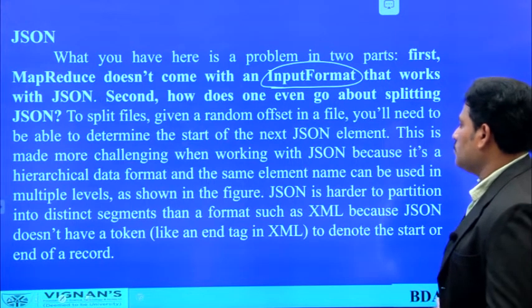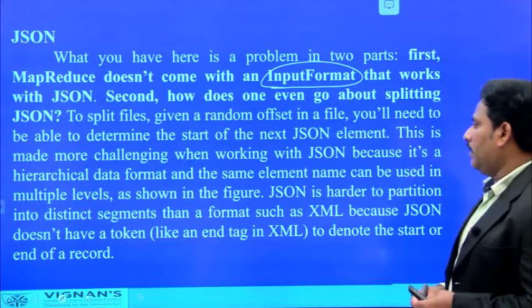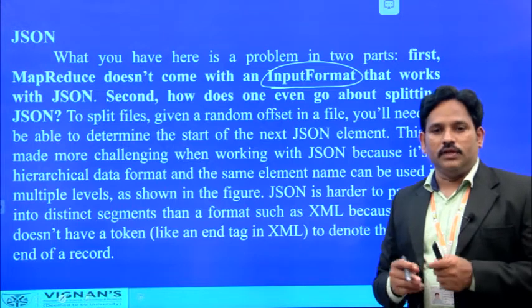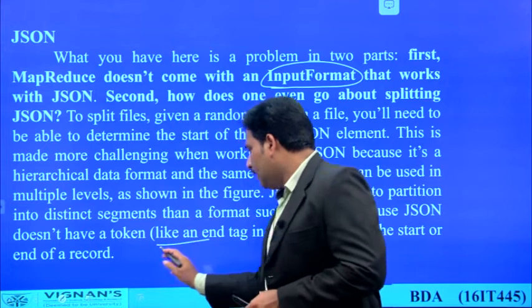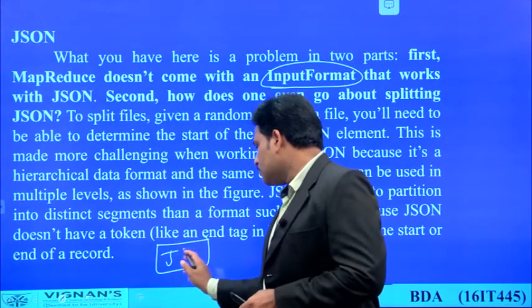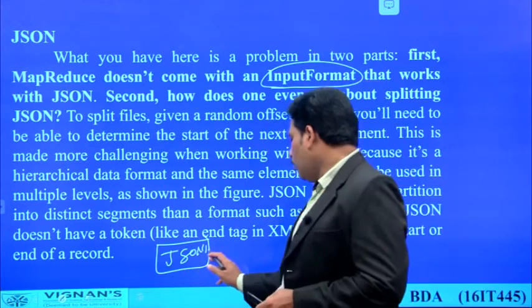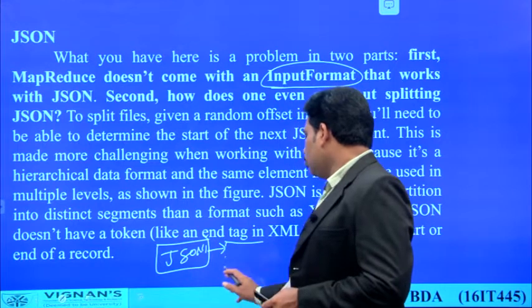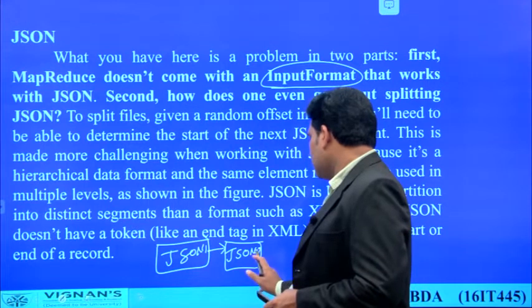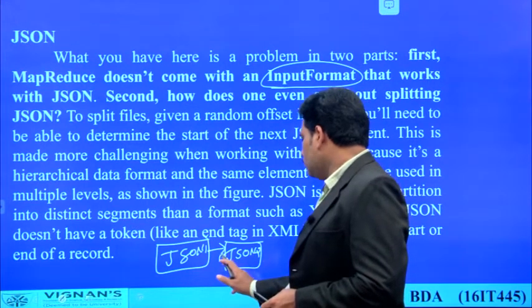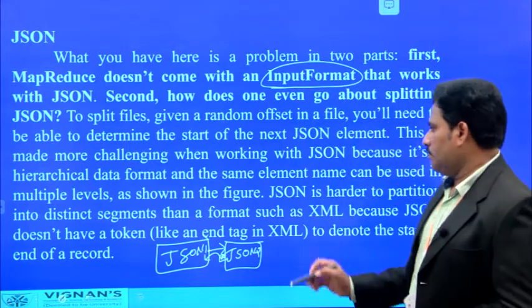Now, to split the files by providing random offset numbers, we will need to be able to maintain the starting of each and every JSON file. That means when we are splitting the data into multiple JSON files, let us take this as JSON file 1, which is used for the first node. Whenever you want to create another JSON file, there should be an address maintained in the previous JSON record. That is, the address of this JSON file is going to be maintained here, like a linked list concept. That is mandatory here.